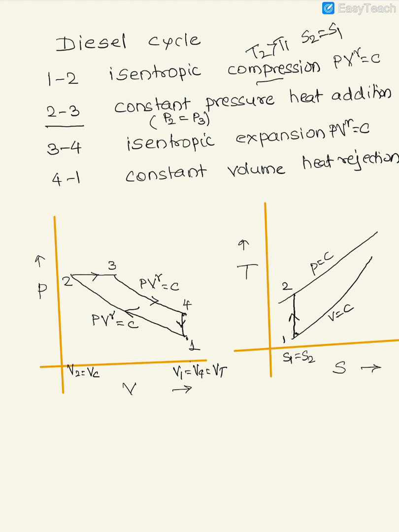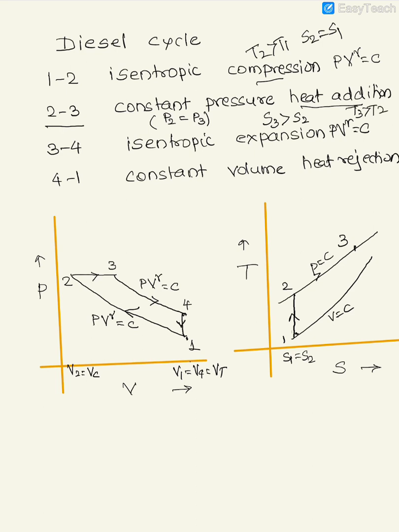Then there is a heat addition. So when there is a heat addition, entropy would increase. So S3 has to be greater than S2, but the pressure remains unchanged. So you move along the constant pressure line towards a higher entropy, which is 3. So this is 3. Entropy increases because heat is added. Temperature increases because heat is added. So temperature T3 is greater than T2.